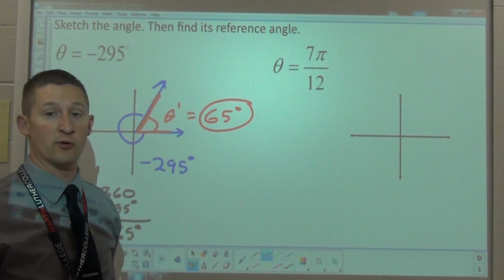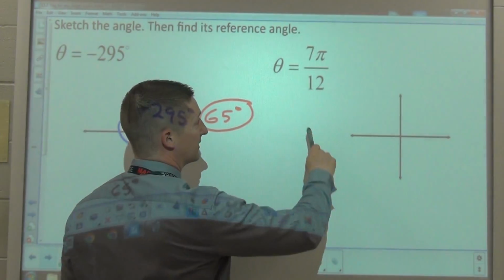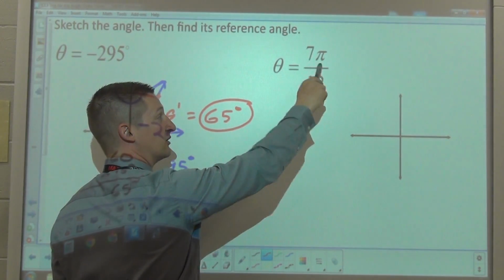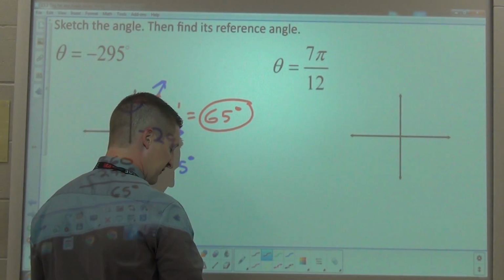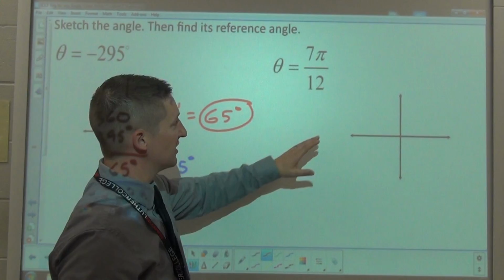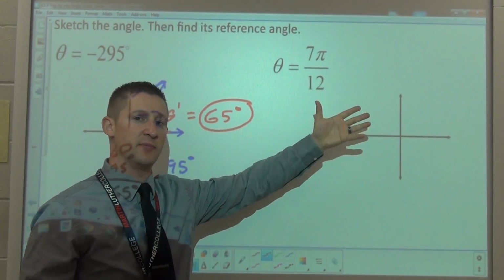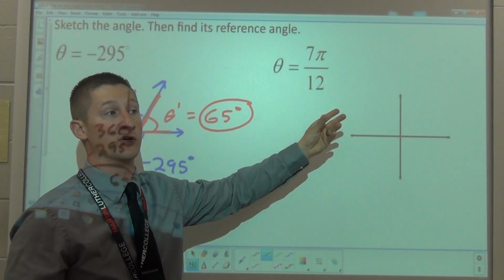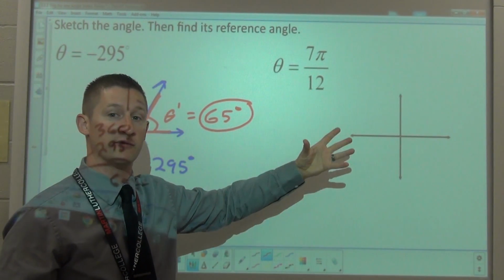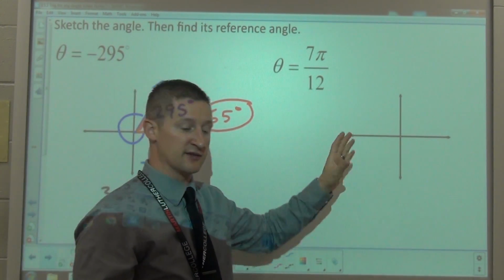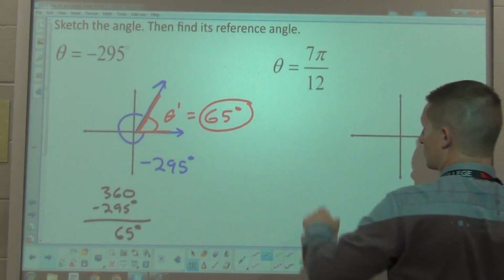Now, the next example, we're working with an angle in radian measurement. So 7/12 of pi. First of all, when I sketch this, 7/12 of pi might be a tricky thing. I don't know where it is. Maybe I convert it to degrees first, then plot it, and then figure it out. But again, if you say it as a fraction, 7/12 of pi.